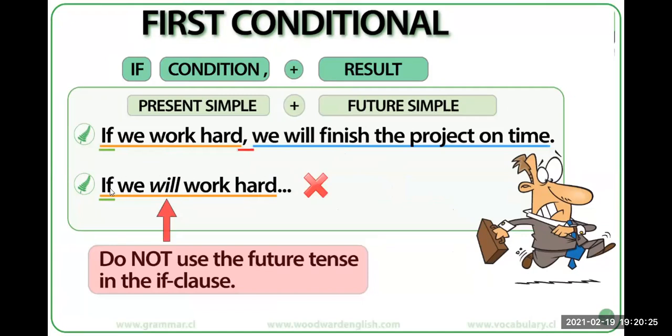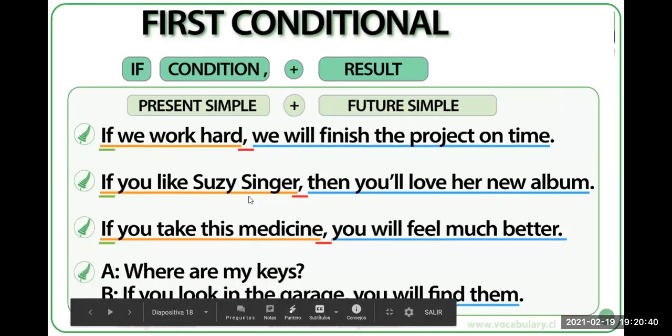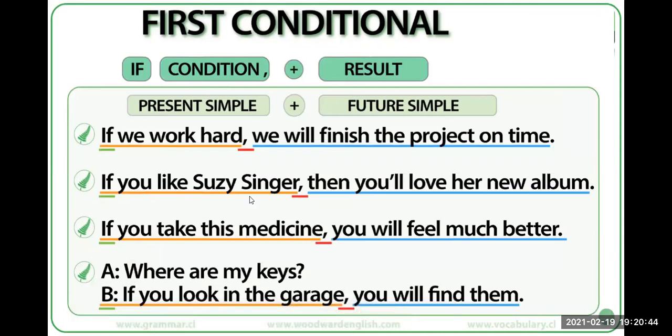Okay, so we don't use the future tense in the if clause. No podríamos utilizar en la parte del if, no podríamos utilizar will. Siempre utilizamos el presente simple para este tipo de condicional. Okay? So, for example, if you like Susie Singer, then you will love her new album.